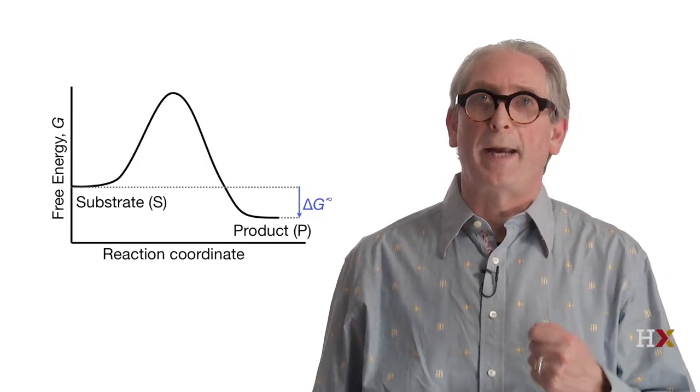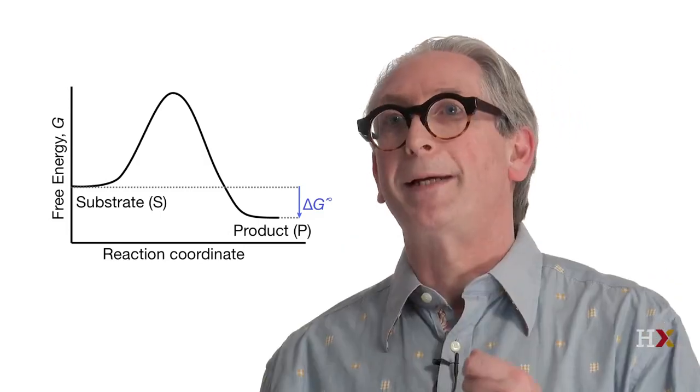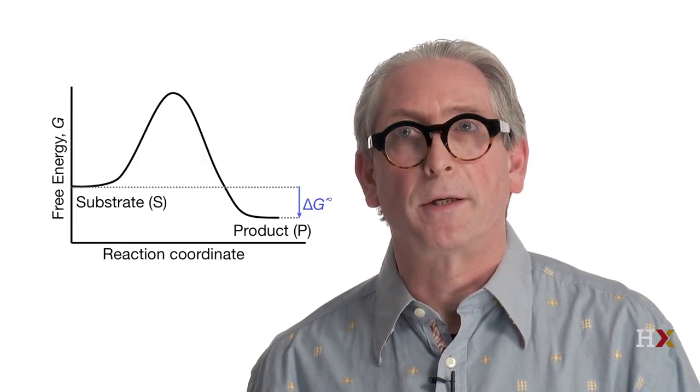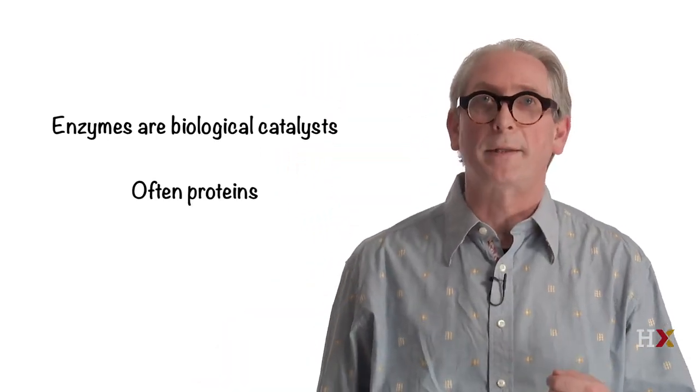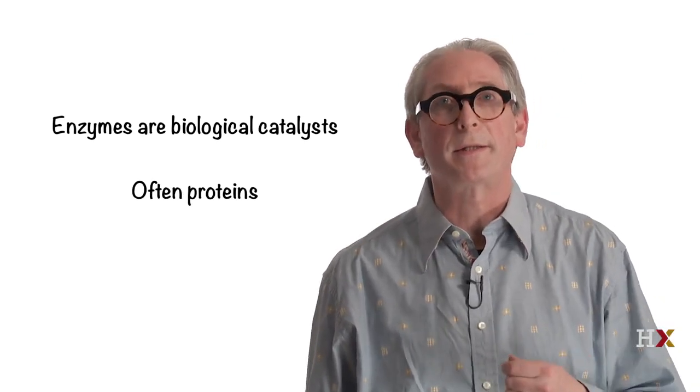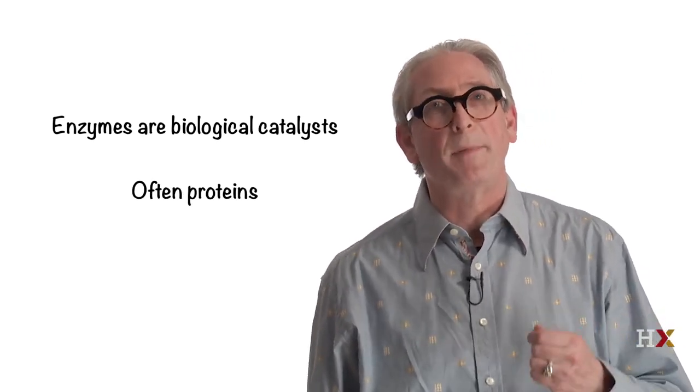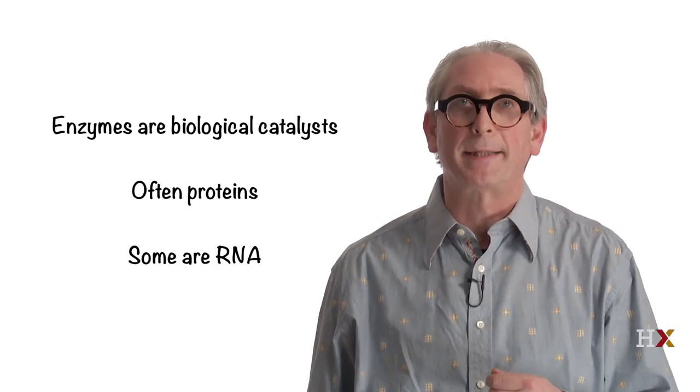The speed of the reaction is determined by the catalyst of the reaction. Biological catalysts will increase the rate of the reaction by 5 to 7 orders of magnitude. In most cases, biological catalysts that are called enzymes are proteins. However, there are some cases where the enzyme is made of RNA, ribonucleic acid.